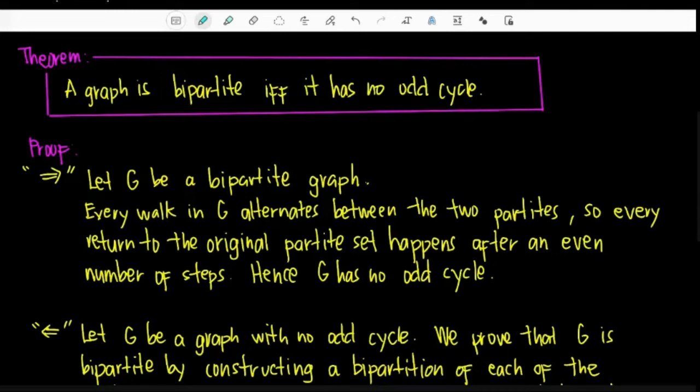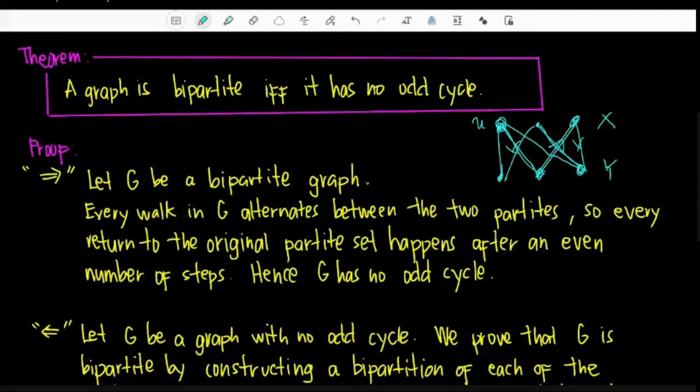So imagine you have a bipartite graph, and you want to make a walk. Every walk in G alternates between the two partite sets. So if this is our X partite and this is our Y partite, every time I walk along an edge, you alternate from X to Y. You start from X, then you go to Y. From Y, you go to X. From X, you go to Y. From Y, you go to X, and so on. That's what happens when we make a walk in G. We alternate between the two partites.